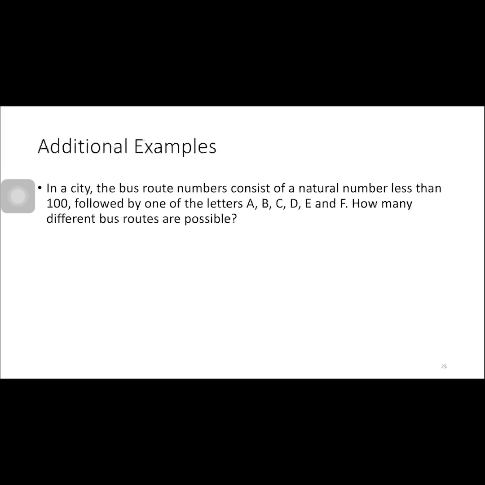For our additional examples: in a city, the bus route numbers consist of a natural number less than 100, followed by one of the letters A, B, C, D, E, and F. How many different bus routes are possible? The natural numbers less than 100 number 99, times the 6 letters. So that is 99 times 6, which is 594.